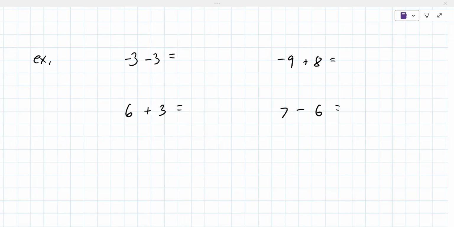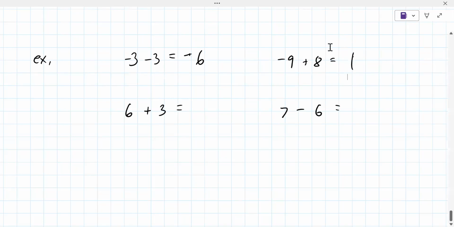Would -3 minus 3 be -6? I'm confused on that one. They're the same sign, right? Yeah, it's -6. They're the same signs. It's negative. Then you take the 2 numbers and add them together. So -6. And then 9 plus... would that be +1?